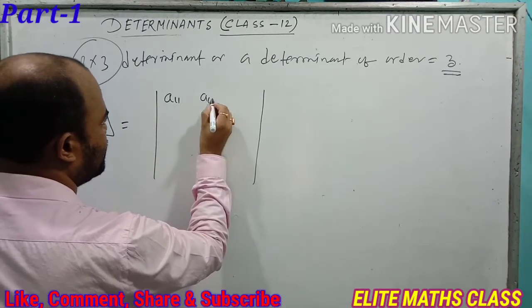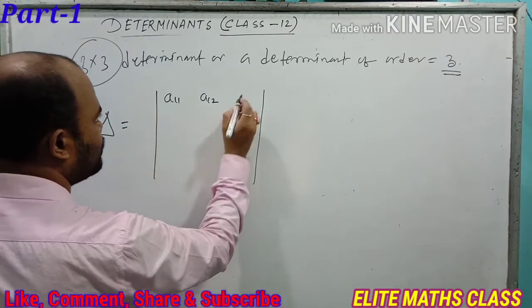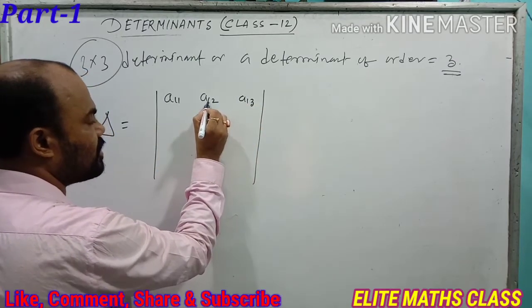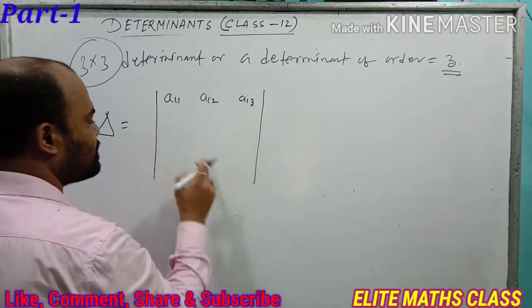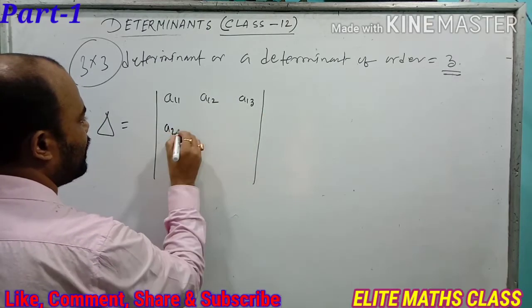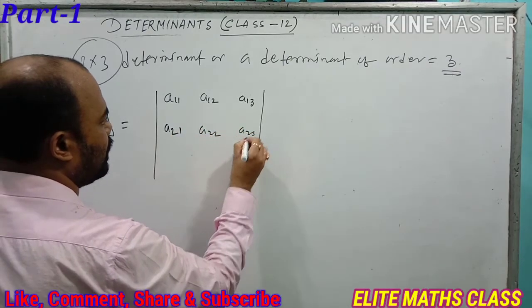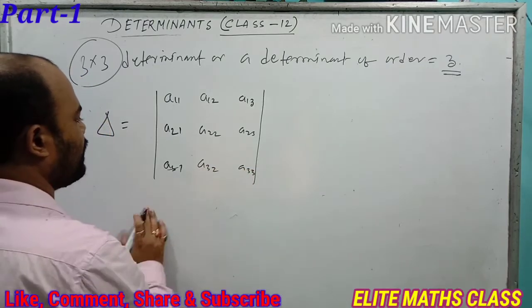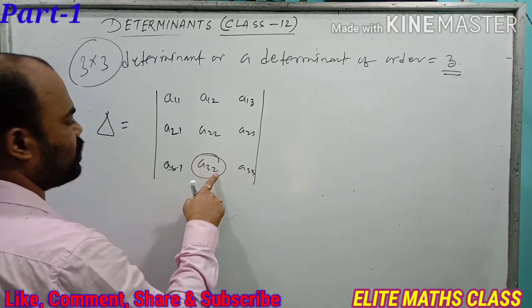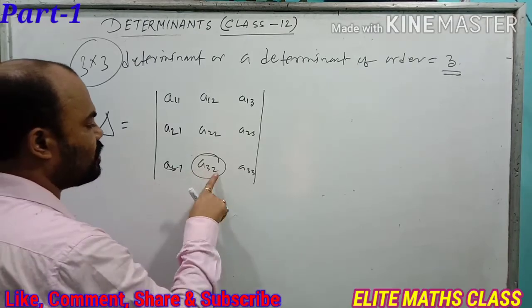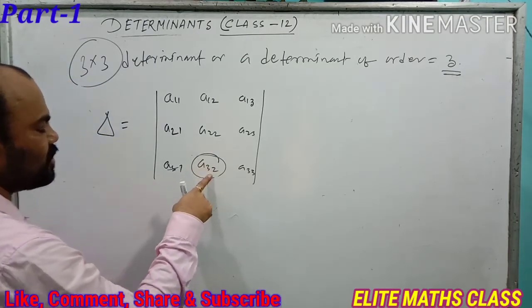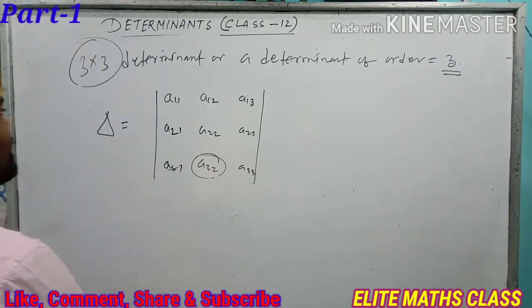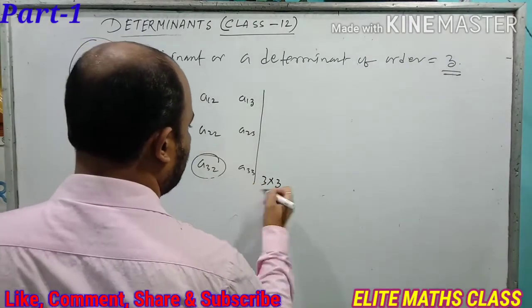See the general style of writing: A11, A12, A13. See the meaning: A12 means the element is at the intersecting point of the first row and second column. Now we are in the second row: A21, A22, A23, then A31, A32, A33. See this one, A32: 3 denotes the row, that is the third row, and 2 denotes the column, so this element lies at the intersecting point of the third row and second column. So this is the structure of a 3 by 3 determinant.